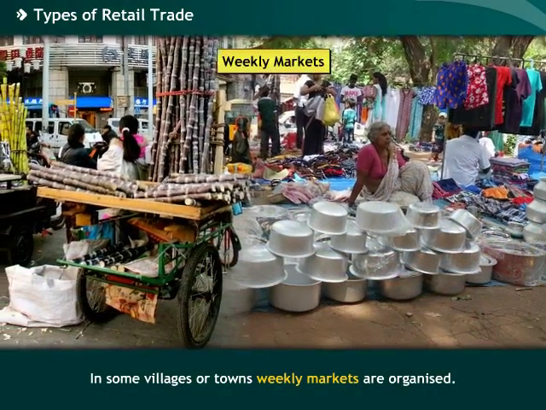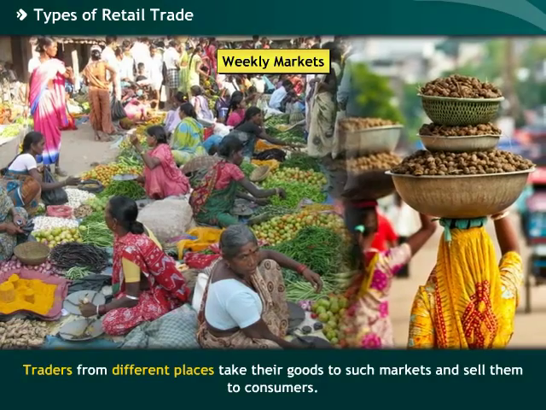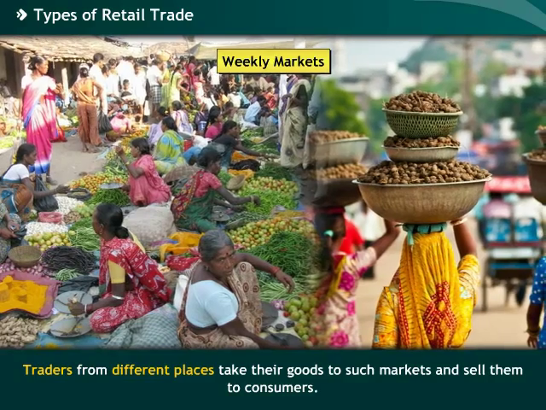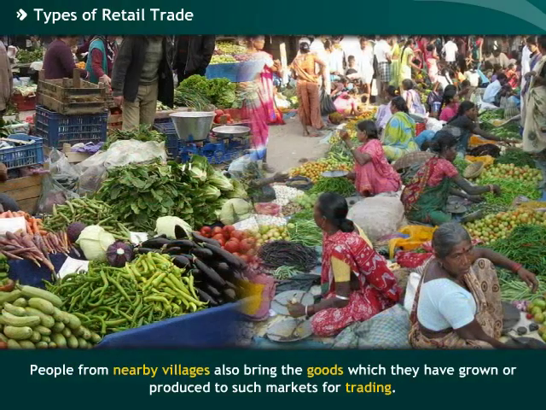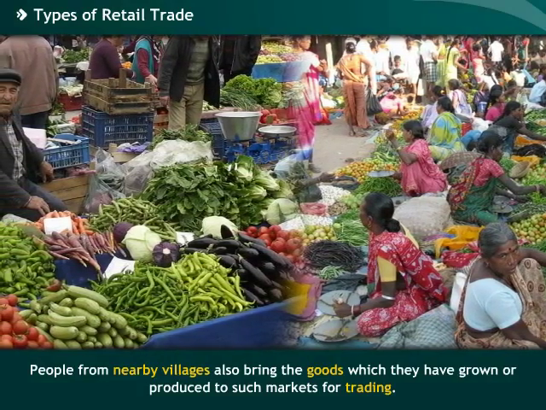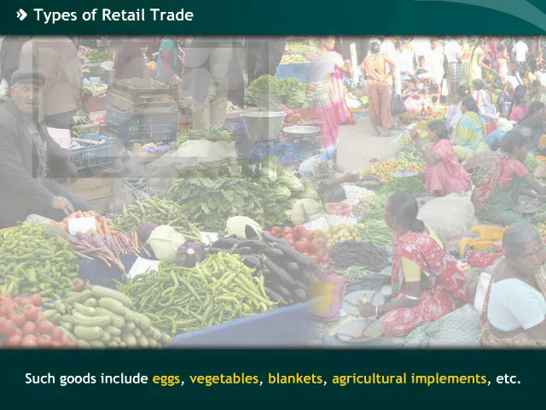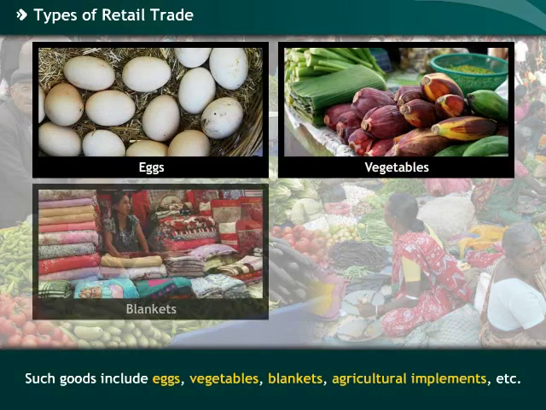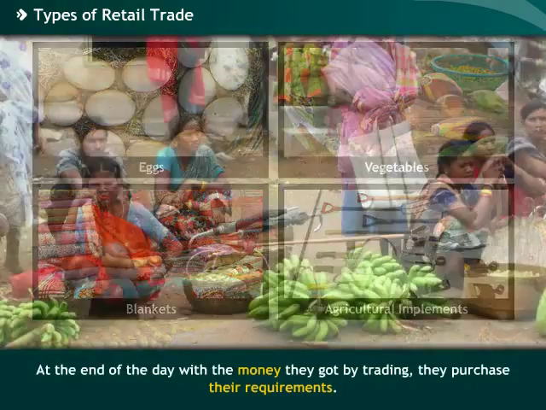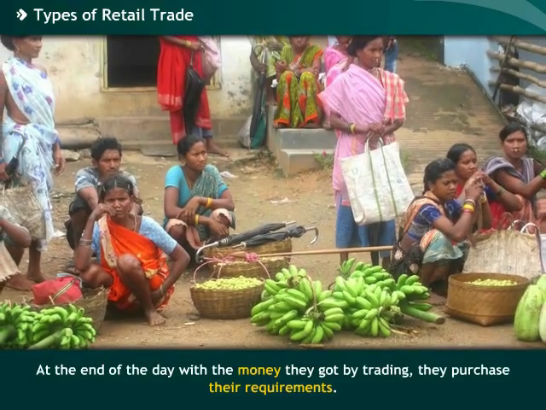In some villages or towns, weekly markets are organized. Market vendors or traders from different places take their goods to such markets and sell them to consumers. People from nearby villages also bring their goods, which they have grown or produced in their farms, to such markets for trading. Such goods include eggs, vegetables, blankets, agricultural implements, etc. At the end of the day, with the money they obtain from trading, they purchase their requirements.